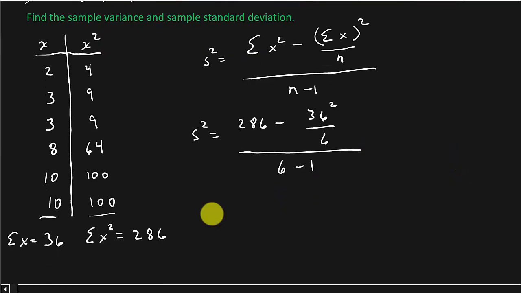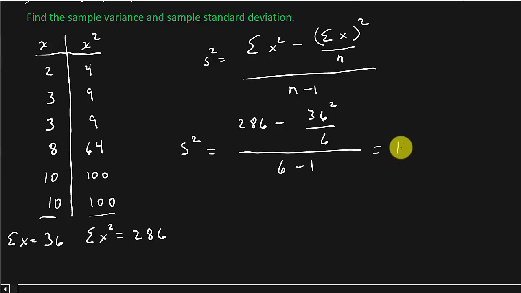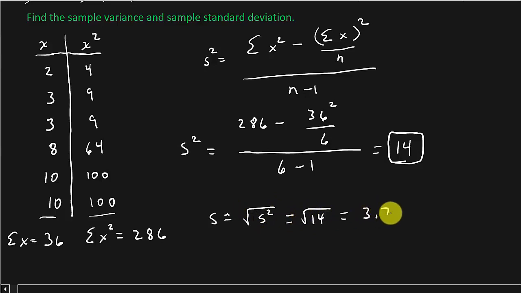And so there you have it. Let's put the s squared equals right there. When you plug all of this into your calculator, you get 286 minus 36 squared divided by 6, and then divide that by 5. We get 14. So this is your sample variance. The sample standard deviation is just the square root of the variance, which is the square root of 14, which is 3.74.